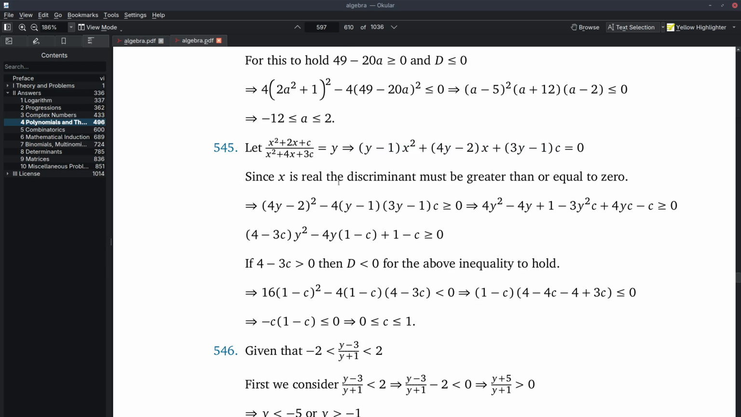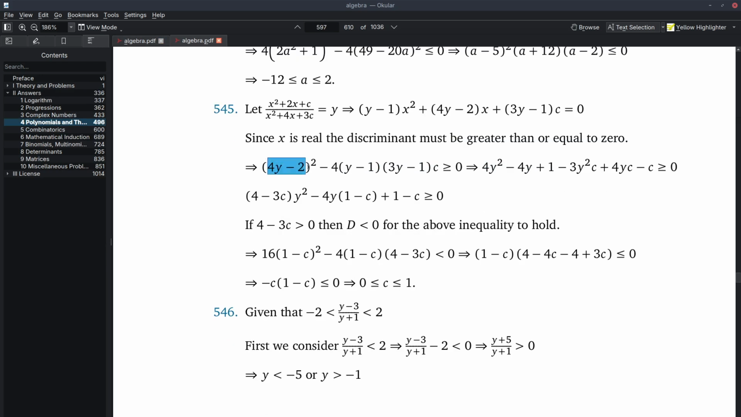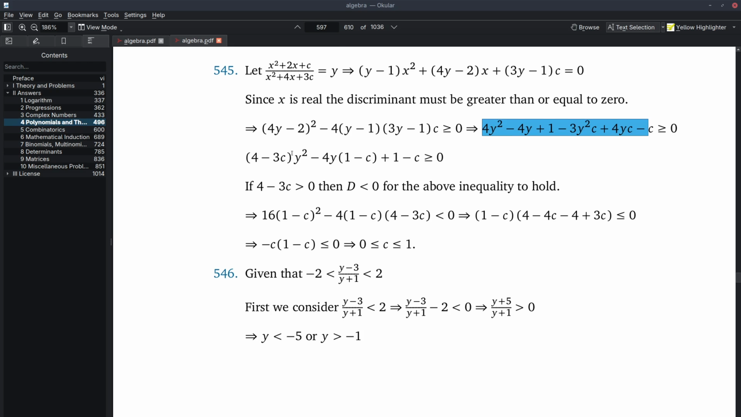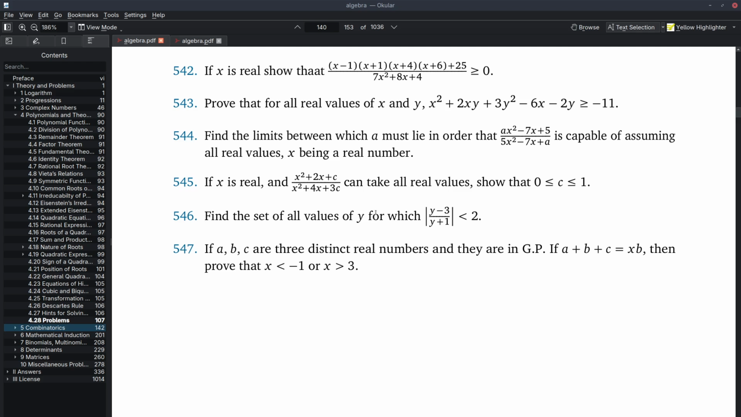Now since x is real, we repeat the process of the previous question. The discriminant must be greater than or equal to 0. So we get this as the discriminant, which we write as a quadratic equation in y, and again the coefficient of y squared should be positive and the discriminant should be less than or equal to 0. After simplification, we get this equation: minus c into (1 minus c) less than or equal to 0. So 0 is less than or equal to c less than or equal to 1.